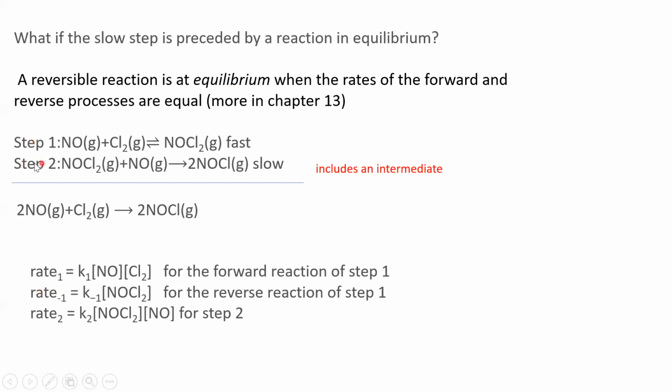Now, if we look at the second step, okay, it's the molecularity. So rate equals k times the concentration of NOCl2 times the concentration of NO. Now, we're going to have to do a little bit of manipulating with this.